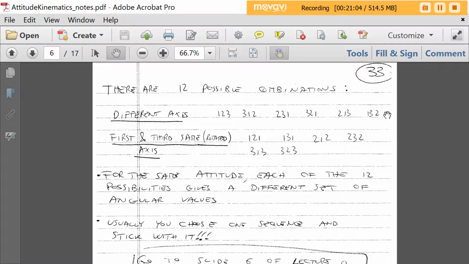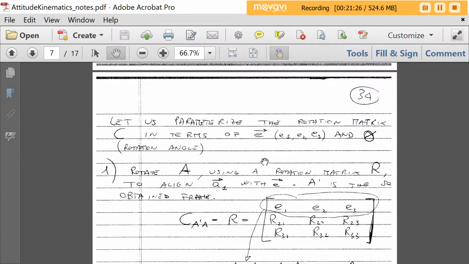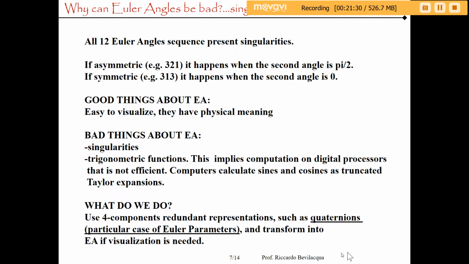The asymmetric ones will have the singularity on the second axis when that rotation is 90 degrees. The symmetric ones, you can prove it to yourself by just playing with your fingers, or trying to draw a sketch, have the singularity when the second rotation is 0 degrees. So they do have some issues. They do allow you to deal with things with only 3 parameters instead of an entire DCM of 9 variables, but they have the singularity problem.